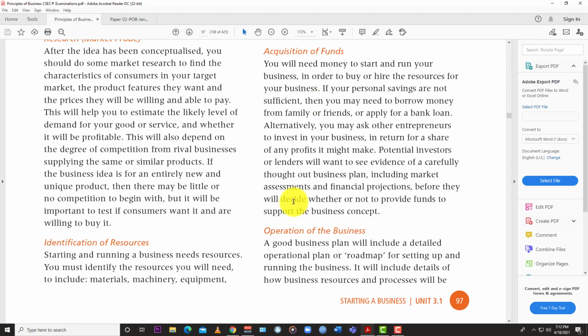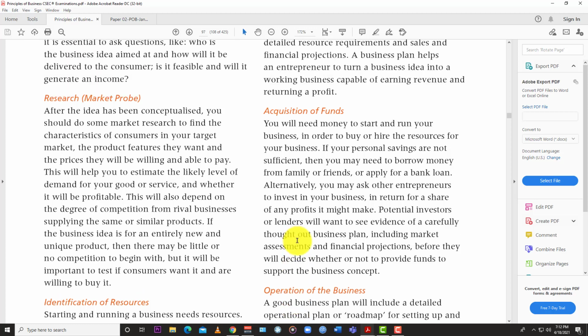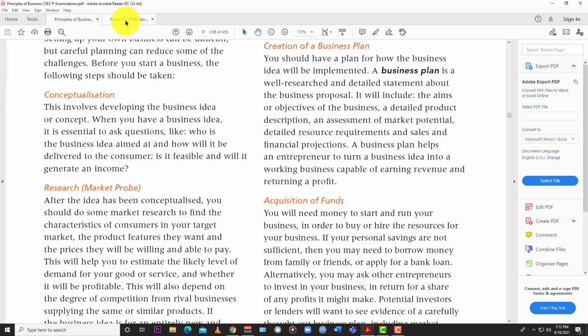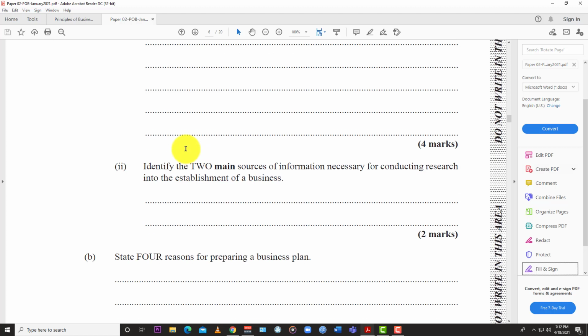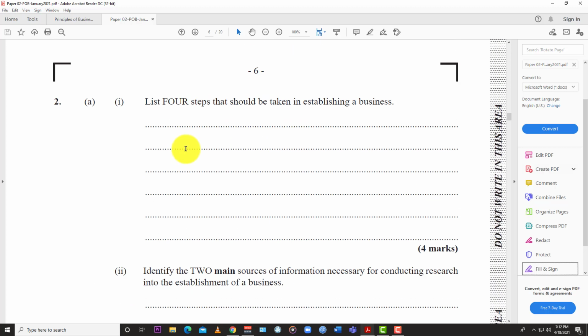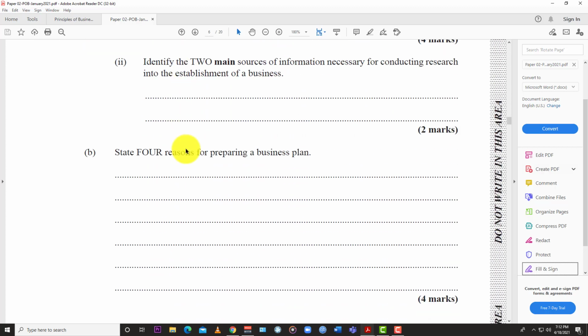And then the last step is the operation of the business. A good business plan will include a detailed operational plan or a roadmap for setting up and running the business. So you list any of those 4 and you'll get your full mark for that one. Remember I said to list and not to outline or describe. So just listing.